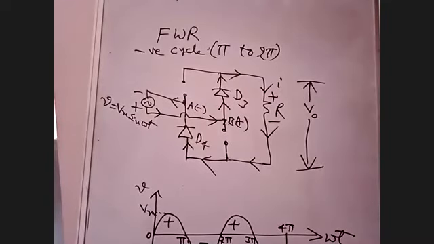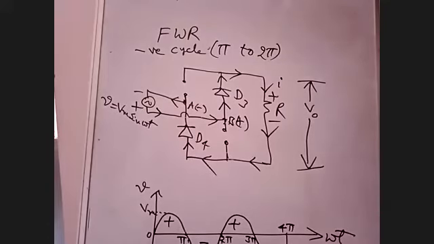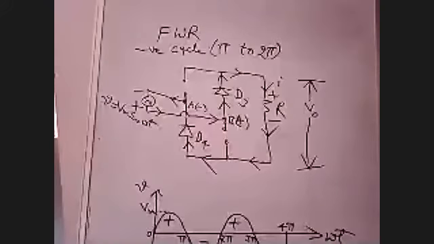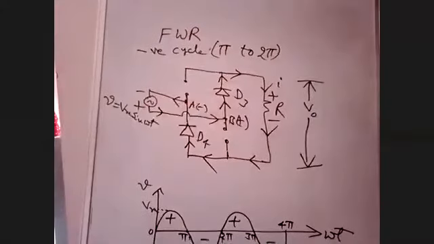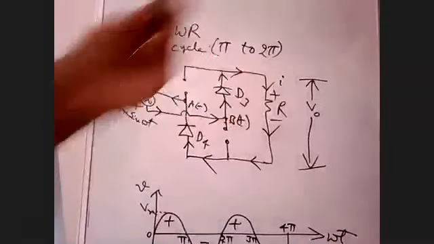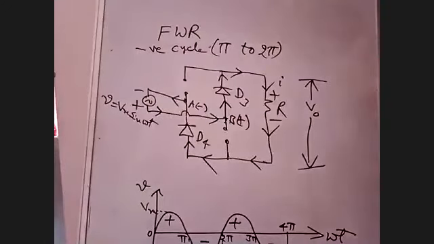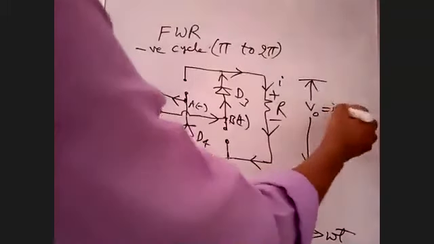So in the input, the current direction is changed, but in the output, the current direction is the same in this circuit as compared to the previous circuit. Does it change in the positive cycle or the negative cycle, sir? In the load, the current direction is not changed. Polarity is the same. In the positive cycle, it is in the downward direction. In the negative cycle also, it is in the downward direction with the same polarity. Here, polarity is not changed.